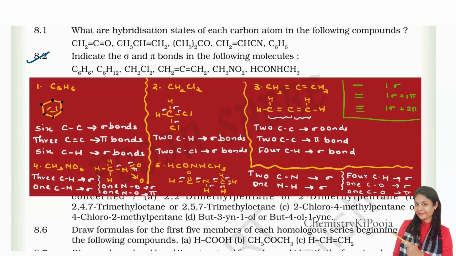So this is how you are going to answer. And if the total number is asked, then you simply need to count the number of sigma and pi bonds. I have written everything separately; in order to write down the total, you simply add up everything. Clear? I hope the concept is clear.